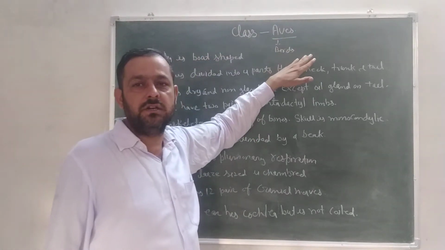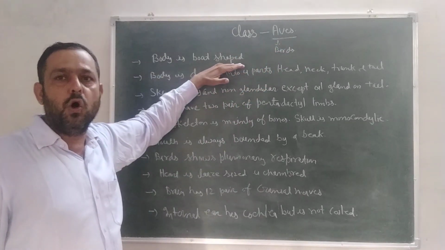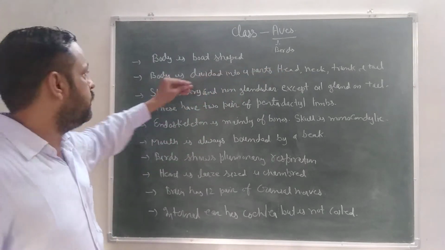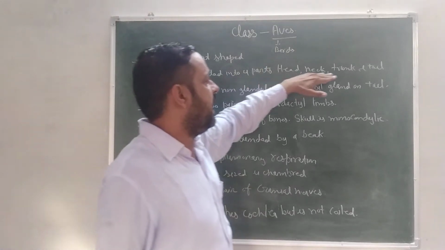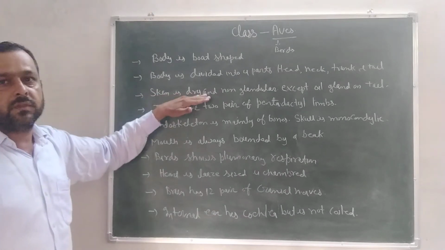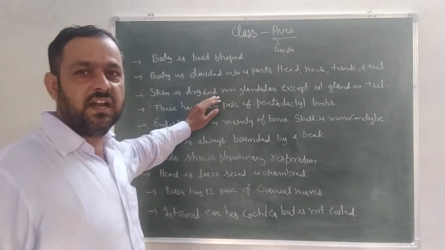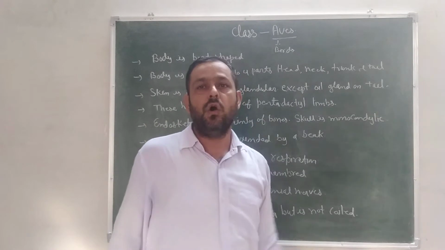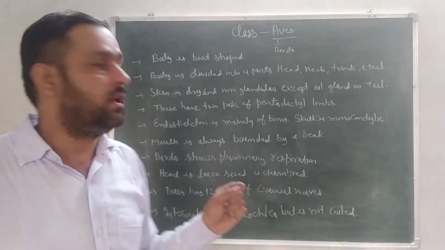Aves means birds. The main characters of birds are as follows: body is boat shaped, an adaptive condition for flying. Body is divided into four parts: head, neck, trunk and tail. Skin is dry and non-glandular, except for the oil gland on the tail. Only an oil gland is found on its tail.